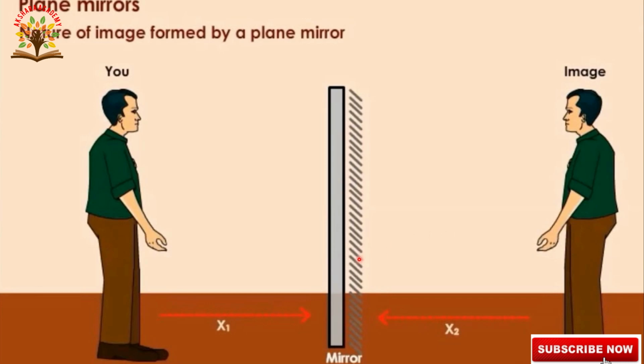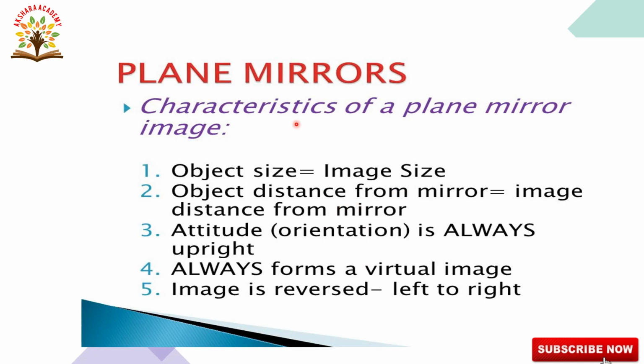The image formed by a plane mirror is always virtual and erect. The size of the image is equal to the size of the object. The distance between the image and the mirror is equal to the distance between the object and the mirror. The image is laterally inverted. And next, the focal length of a plane mirror is infinite. These are the characteristics of a plane mirror.